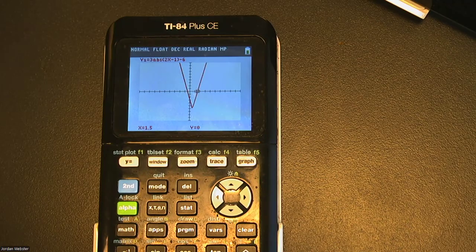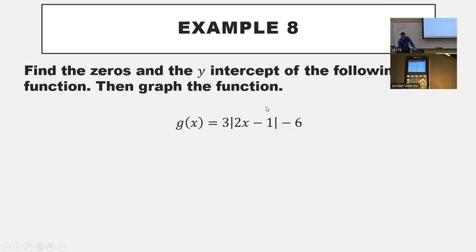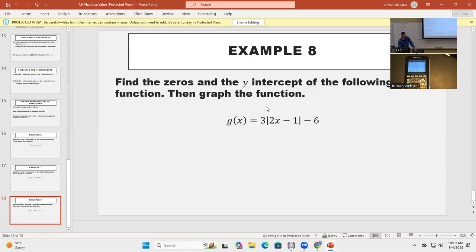All right, any questions about that? Finding zeros, finding x-intercepts, finding y-intercepts. Nothing? Okay, good. That's very nice.